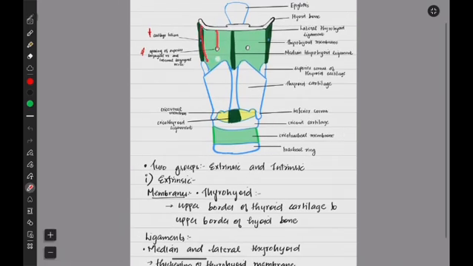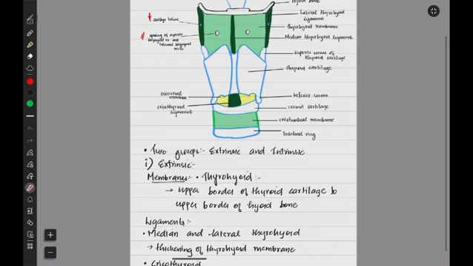So this is the thyrohyoid membrane. It extends between the upper border of the thyroid cartilage and the upper border of the hyoid bone. In the thyrohyoid membrane, we can see openings for the superior laryngeal vessels and the internal laryngeal nerve.